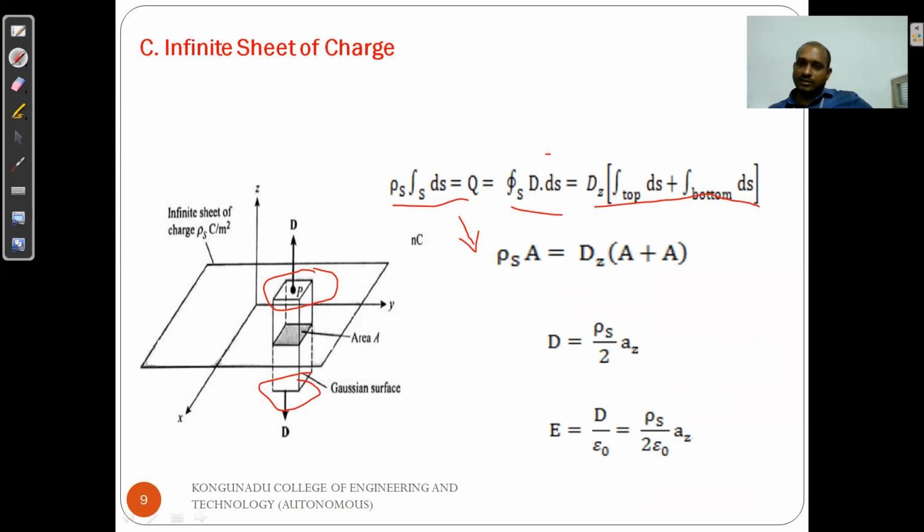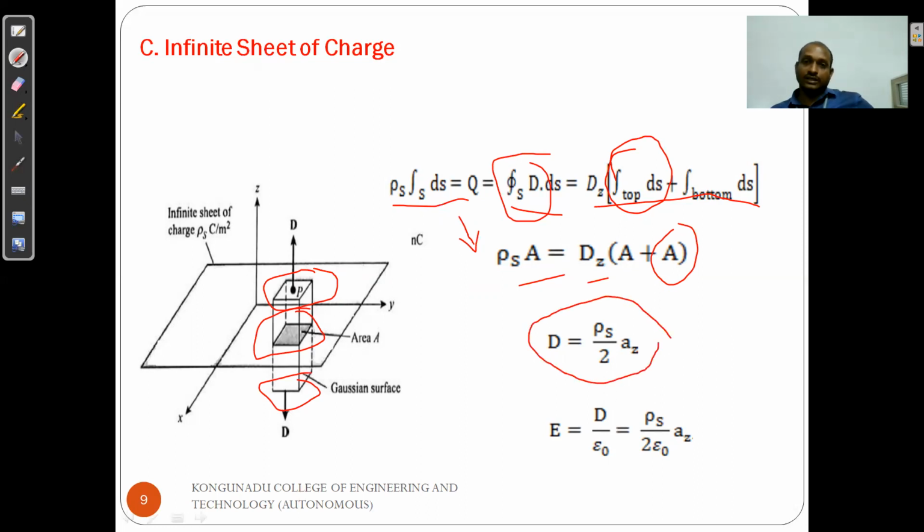The integral of ds over the top is equal to the cross section area A. Here also the bottom is equal to the cross section area A. So this equation becomes 2A into Dz. Simplifying this equation, we get the flux density rho S by 2 into az. Next, from the relationship between D and E, E is equal to D by epsilon naught. So the electric field intensity is rho S by 2 epsilon naught into az.